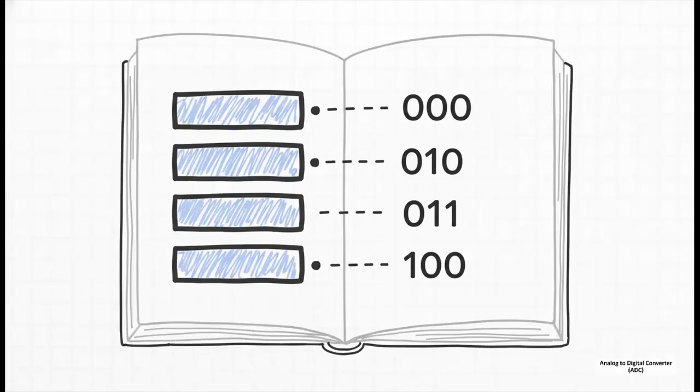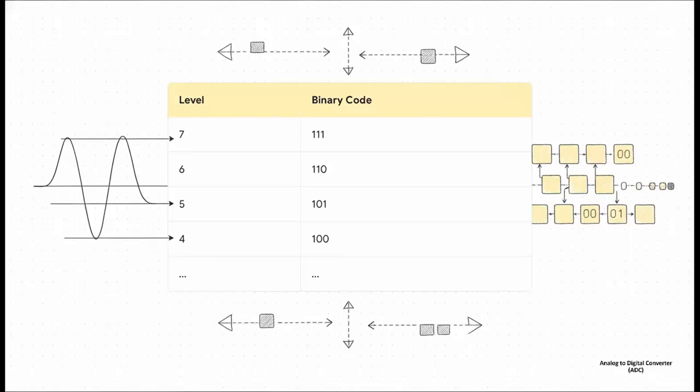Think of it like creating a secret code book. We decide that the level 8 will now be called 1000, and maybe the level 2 gets the code 0010. So now, instead of some abstract voltage level, we have a concrete number that a processor can actually read and work with. And this is exactly how it all comes together. Each one of those distinct amplitude levels gets its own unique binary code. Level 7 becomes 111. Level 6 is now 110, and so on. At this point, that smooth analog signal has been completely translated into the digital world.